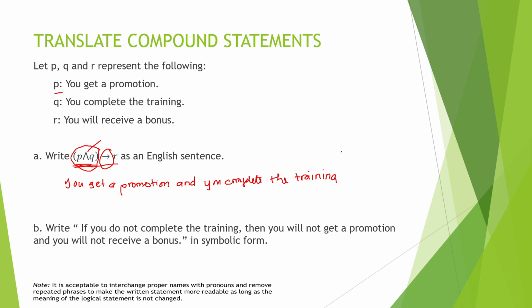Next, the R. What is R? You will receive a bonus. This is the then. And we will put if here, because this is a conditional. If you get a promotion and you complete the training, comma, then your R: you will receive a bonus.